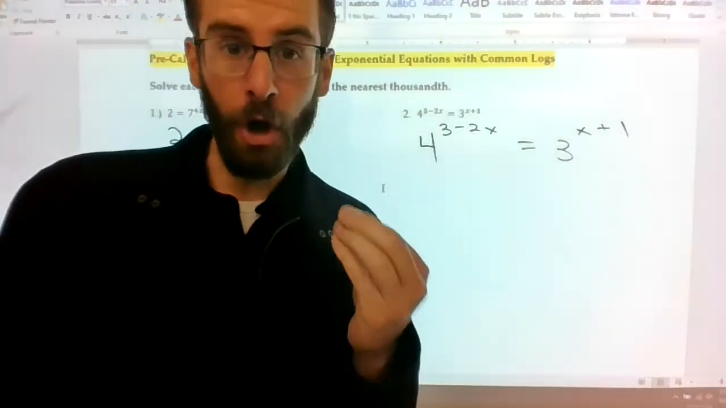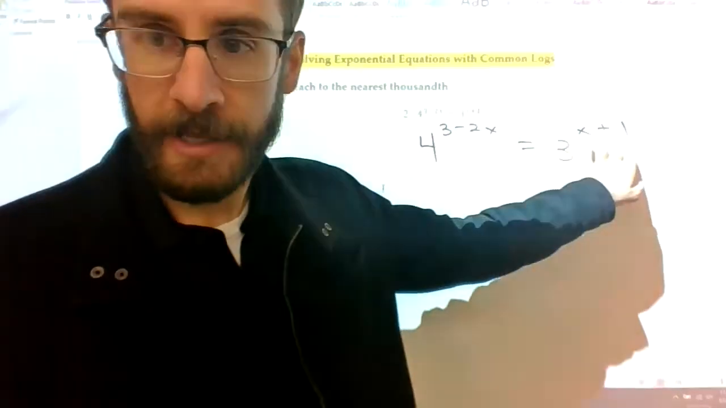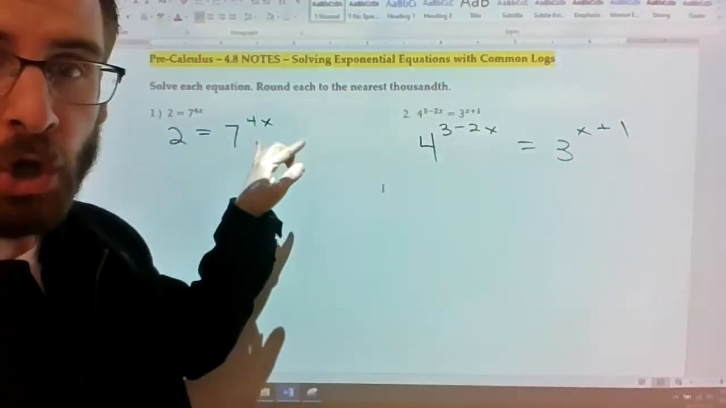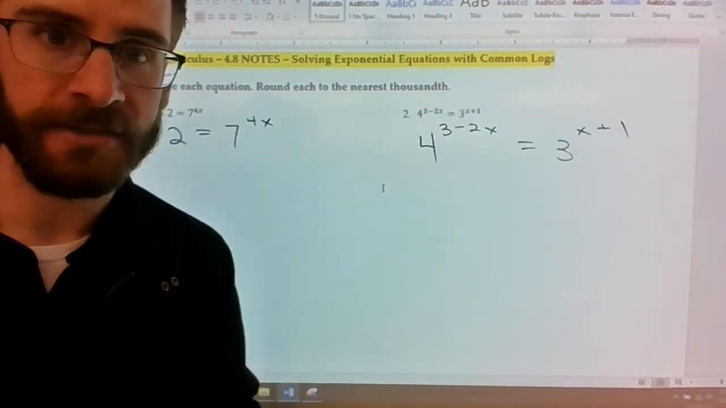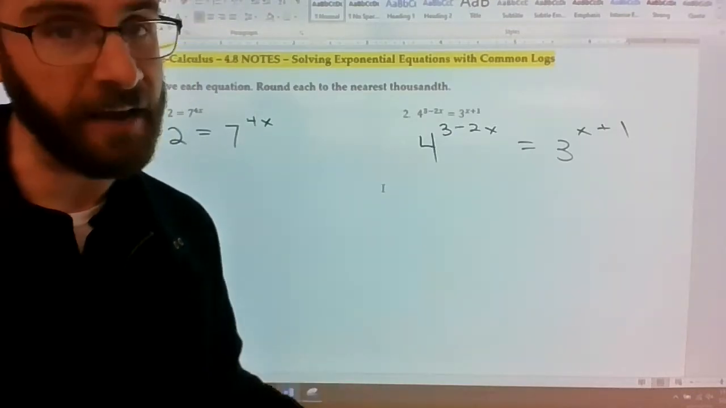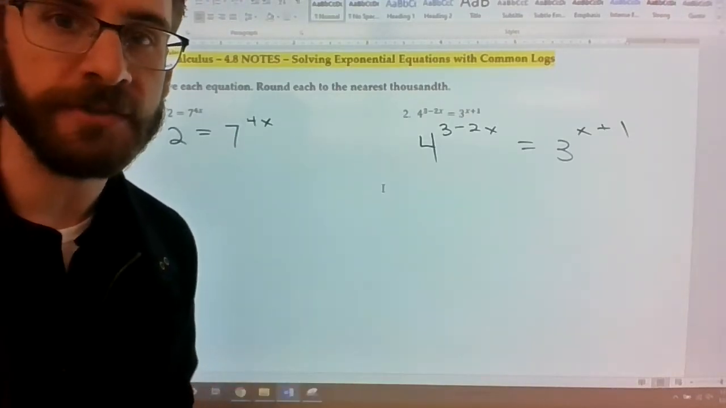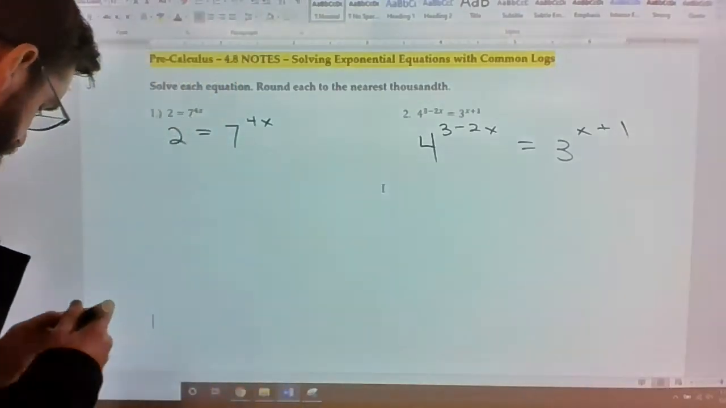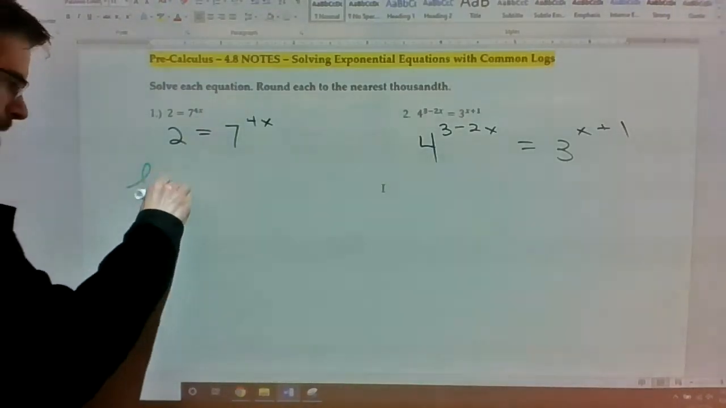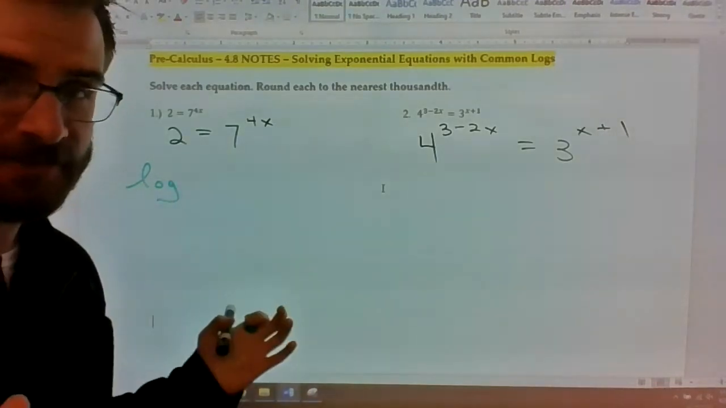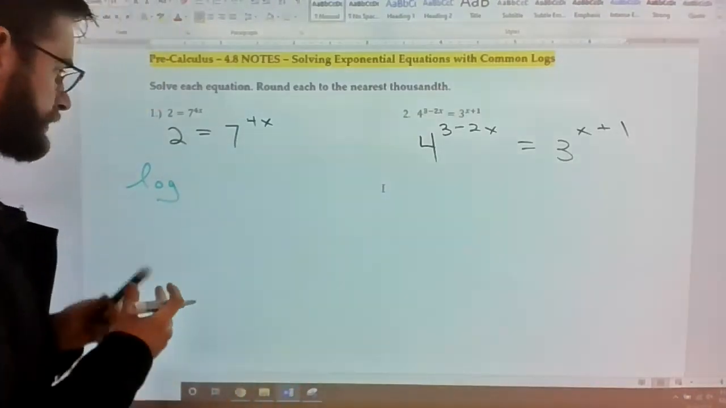Well, logarithms have properties in which the exponents can come down and become coefficients. And it works that way with every single log base. It doesn't have to be log base 10, doesn't have to be log base 7, doesn't have to be log base 2, pick your base. What we can do is we can apply the logarithm of any base to both sides, and that will bring us one step closer to solving the equation. So here's what I mean.